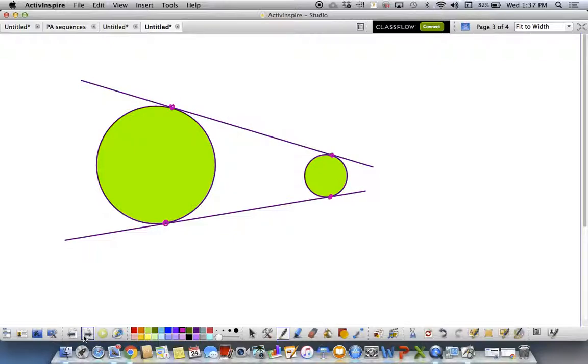Can you prove? Ultimately, what we want to prove is that the distance from A to Y will be the exact same as from B to X. Can we prove that? I don't know how. Okay. So here's what I did. Okay. So watch the magic.